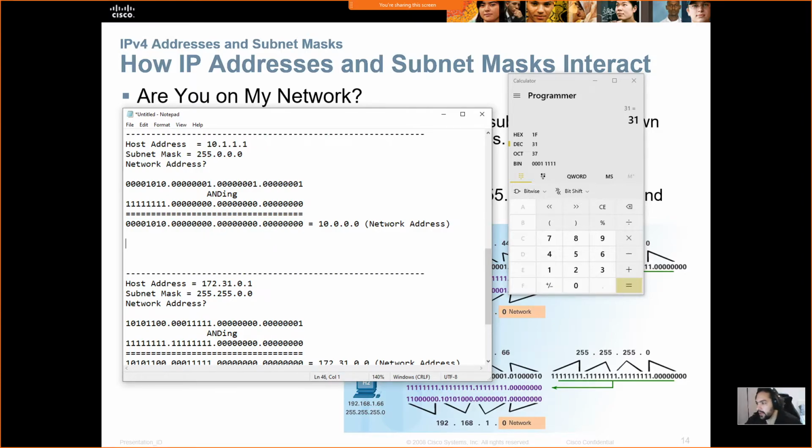Okay, so let's find the broadcast address. The broadcast address is when you take all the host bits, so all the zeros in the subnet mask, and you set them to 1. So if you set all of these bits to 1 after you calculate the network address, so you take these 3 portions, all of this in here, you find something called the broadcast address. If I do it in this address, what do I get, guys?